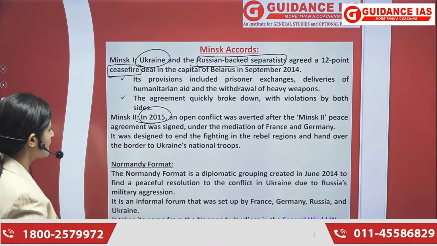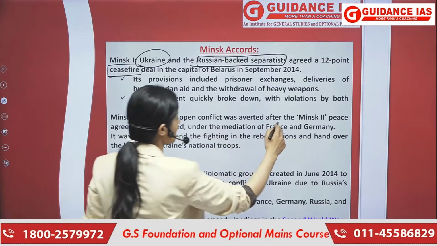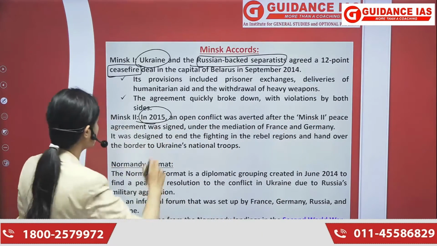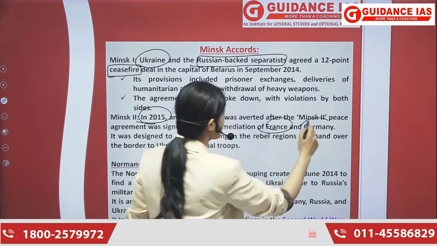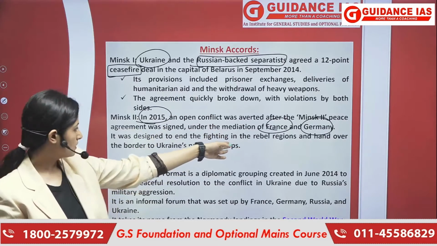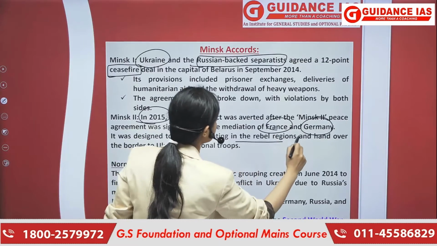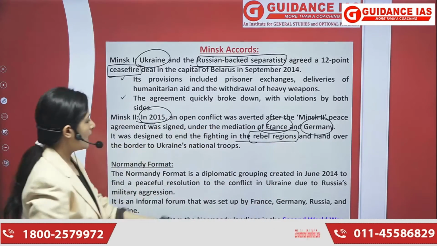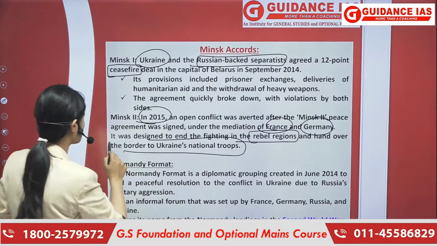Open conflict was averted after the Minsk 2 peace agreement was signed. And who mediated it? France and Germany. Even Minsk agreement number 1 was mediated by these countries only, and it was designed to end the fighting in the rebel region and hand over the borders to Ukraine's national troops.